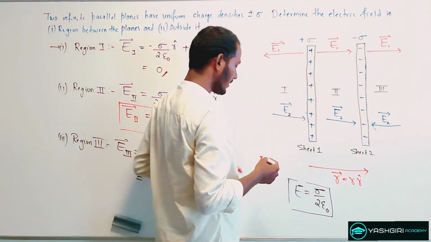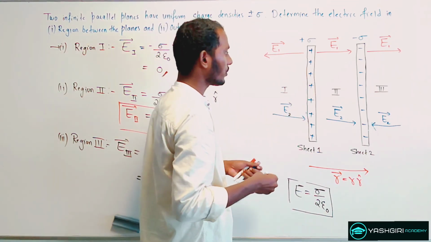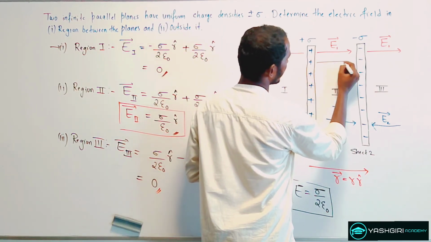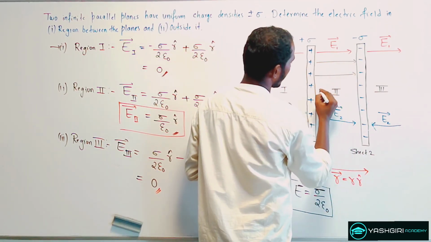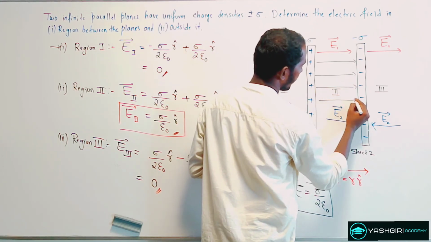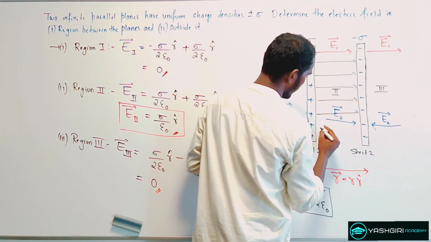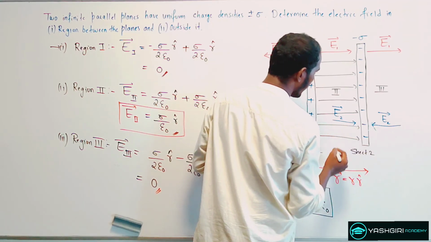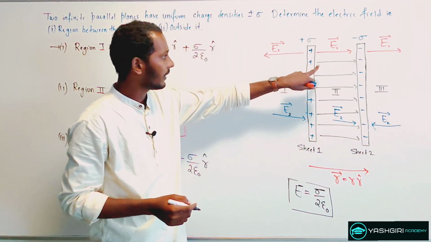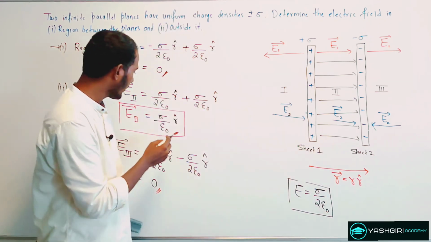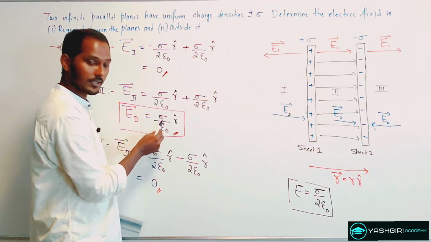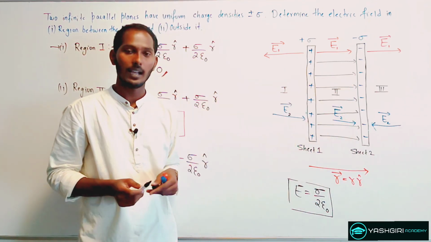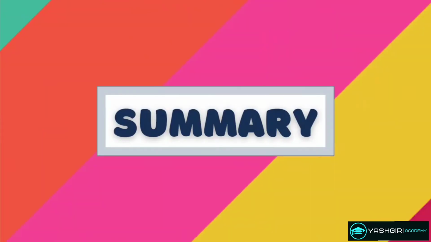Here, in general, the direction of the field lines will be from positive towards the negative. So this is the direction of the field lines. Such a setup is used to get a uniform electric field. Looking at this value, you can see that it will be a uniform electric field. So that's the answer for the question.